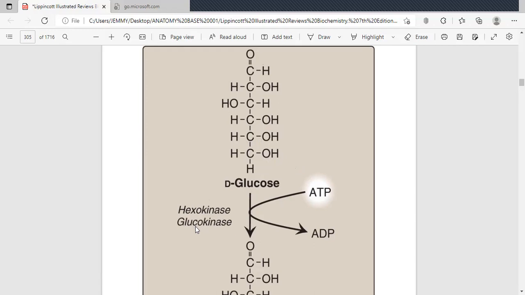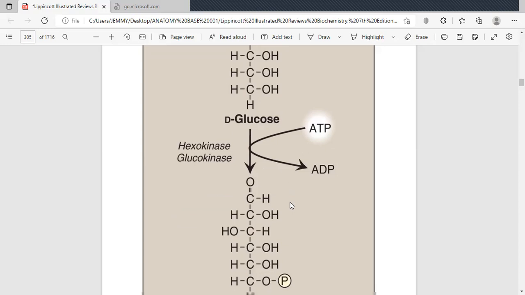Hexokinase is found in all tissues except the liver. Glucokinase is found in the liver only. Hexokinase will phosphorylate all hexoses except galactose. Glucokinase will phosphorylate glucose only. Another one: hexokinase has a low Michaelis-Menten constant, whereas glucokinase has a larger Michaelis-Menten constant.